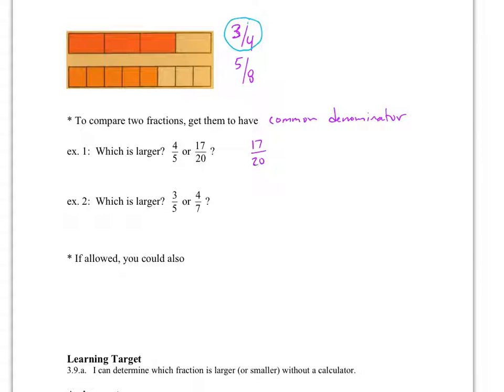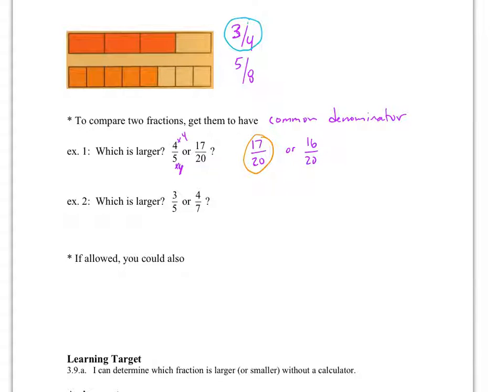And then the other one we would do times 4 gives me 20. And on the top we'd have to do times 4 as well. So which is bigger, 17 over 20 or 16 over 20? 17. So now that we have a common denominator, we can compare them. What about the next one?